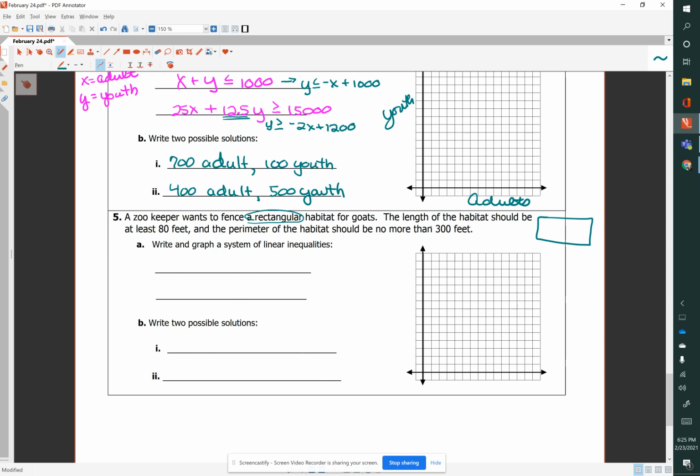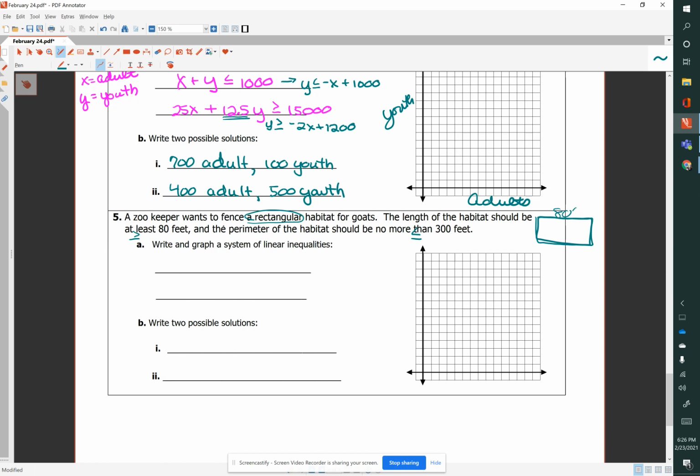The length of the habitat should be at least 80 feet. So it's going to have to be greater than or equal to 80 feet. The perimeter, and the perimeter is around the outside, should be no more than 300 feet. So it can be 300 feet, and it could be less than 300 feet, but no more, less than or equal to. Maybe he only has 300 feet of fencing material to use, but he wants at least 80 feet on the long side of the fence. So how are we going to lay this out?